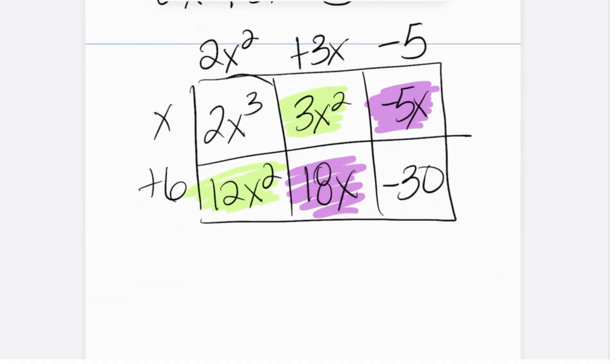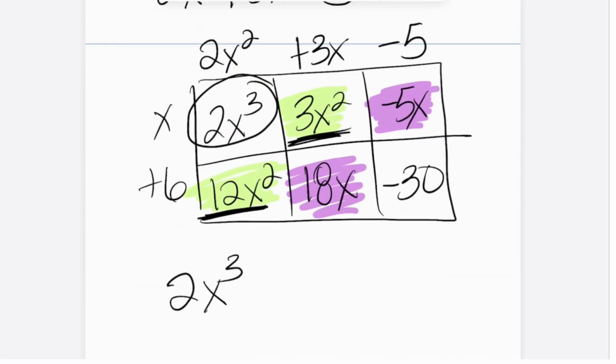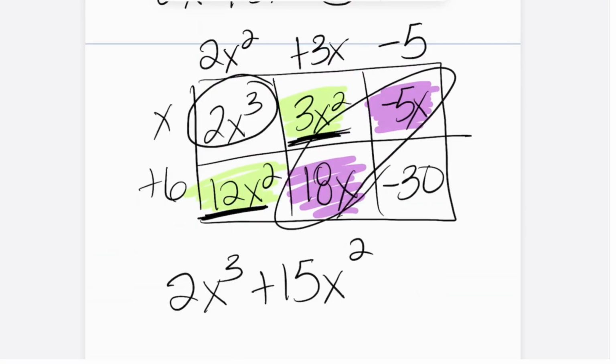So 2x to the power 3 cannot be combined with anything else. So we're just going to go ahead and drop it. 2x cubed. Now 12x squared plus 3x squared is 15. So we have 15x squared. And then we're going to move on to our next two terms that we can combine. 18x and negative 5x is going to give me 13x. And then we're left with negative 30 at the end.